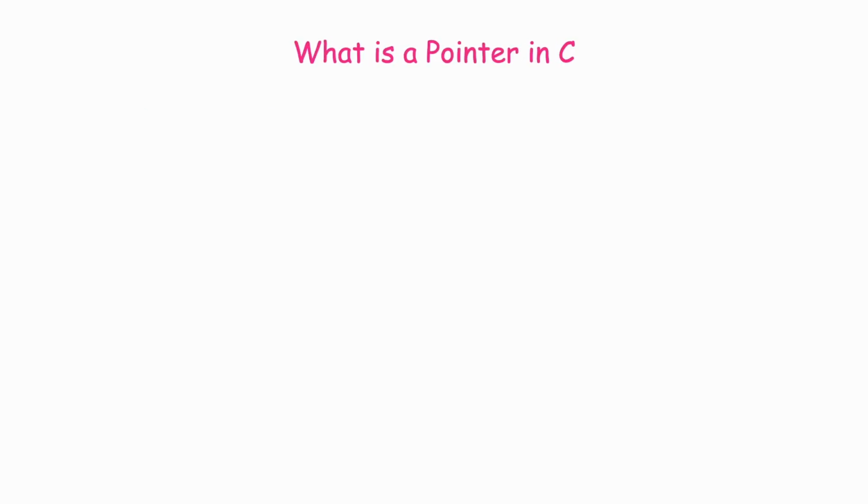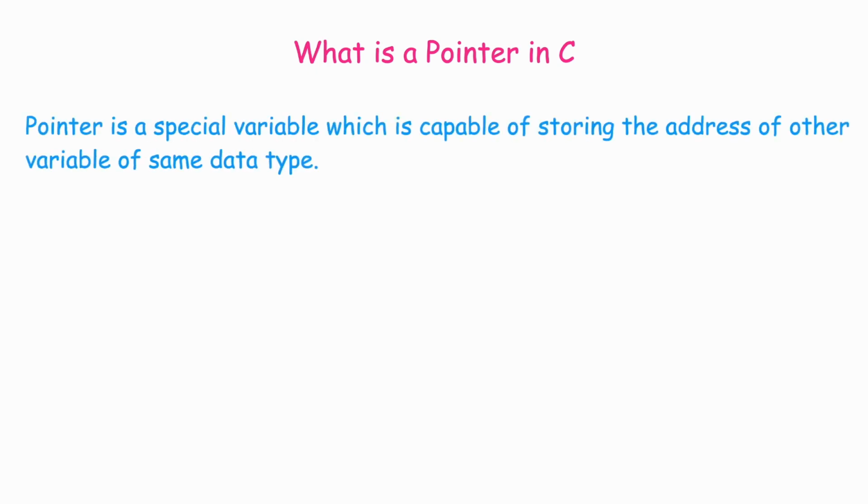The next question is, what do you mean by pointers in C? It is the most commonly asked question and one of the most important topics. If you are preparing for C and C++, pointers play a crucial role. A pointer is a special variable which is capable of storing the address of another variable of the same data type. It is really important to mention the same data type, right?